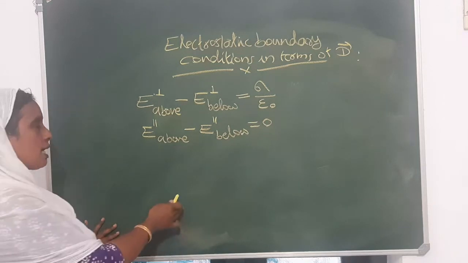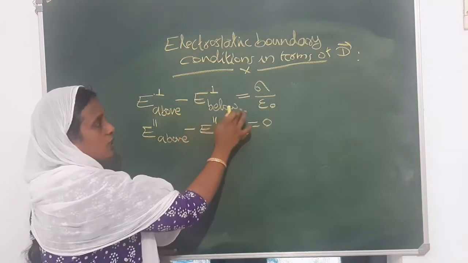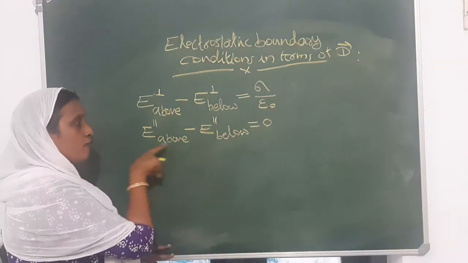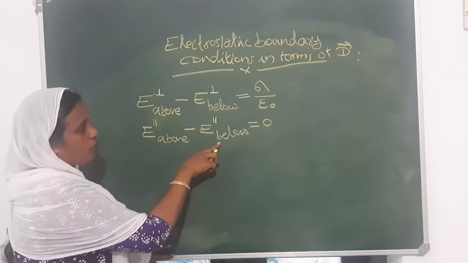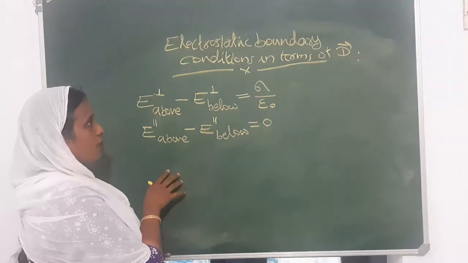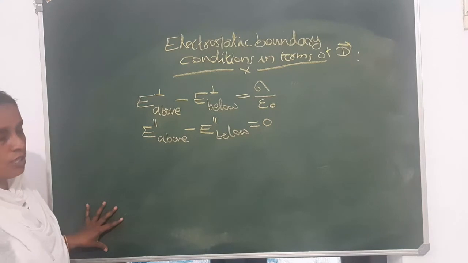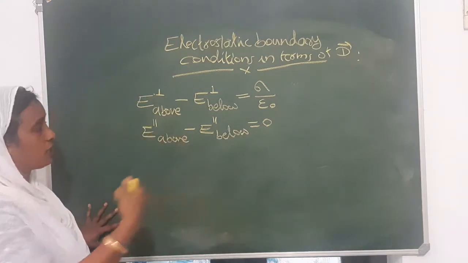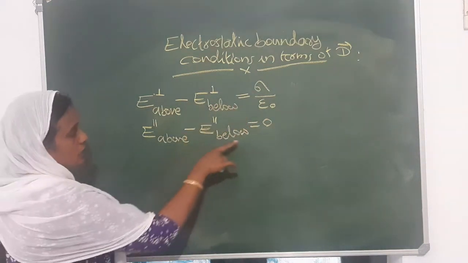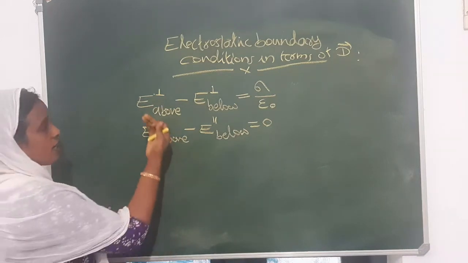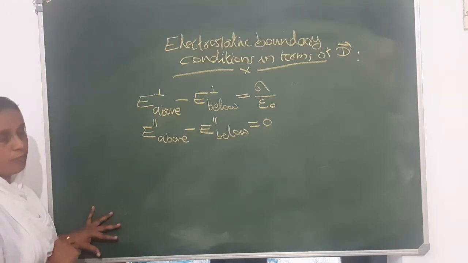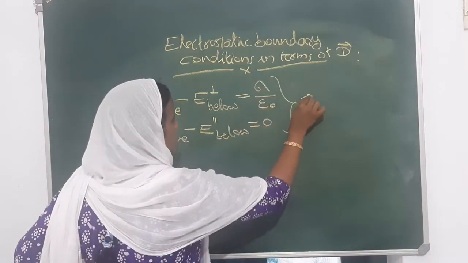That means we learned that the normal component of the electrostatic field is discontinuous by this amount, and the parallel component, or the tangential component, of the electric field is continuous across a boundary. When the electric field travels from one medium to another, the discontinuity happens in this way for the normal component, and the tangential component is continuous. Now we can extend this information to the electric displacement vector. So this is for the electric field.